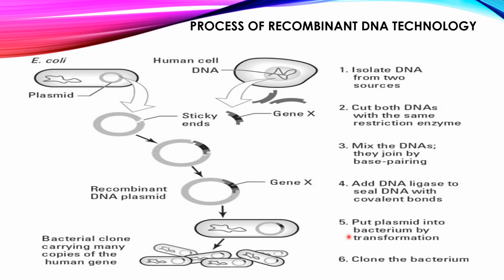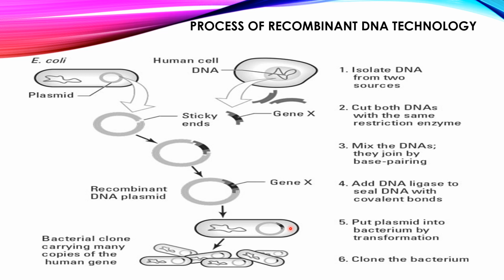And the fifth step is that this plasmid is injected into a bacterium by a technique called transformation, that is, insertion of recombinant DNA into the host. In this step, the recombinant DNA is introduced into the recipient host cell. This process is called transformation. Once the recombinant DNA is inserted into the host cell, it gets multiplied and is expressed in the form of the manufactured protein under optimum conditions.